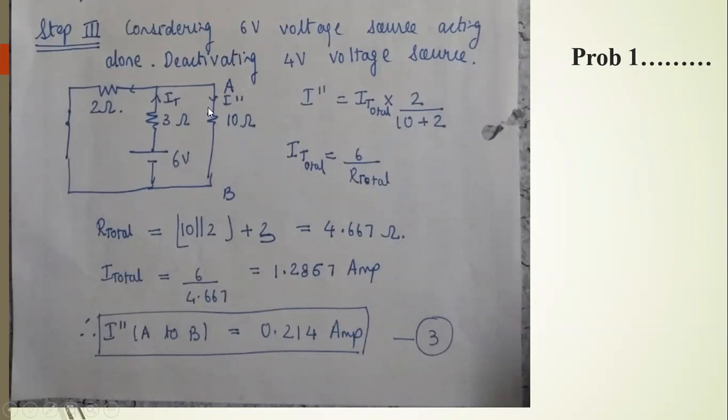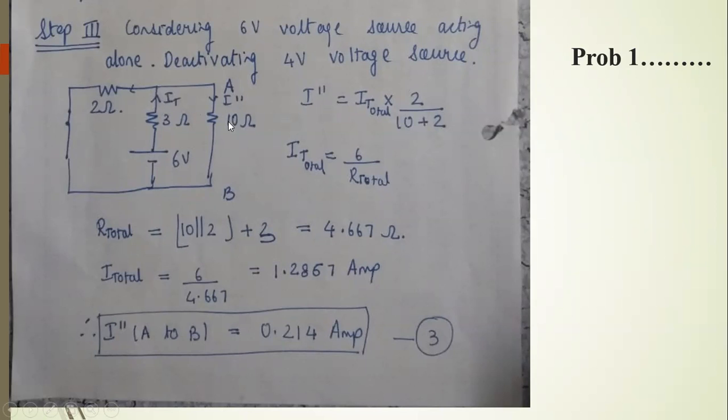We are interested in the current flowing through the 10 ohm resistor. So if the current starts, since this is the source, this is the positive terminal, this is the negative terminal, the current will start flowing from here like this. Then at this junction, it will split into two parts. One current will go here, one current will go here. And the current flowing through the 10 ohm resistor will be called I double dash, and it will flow from A to B.